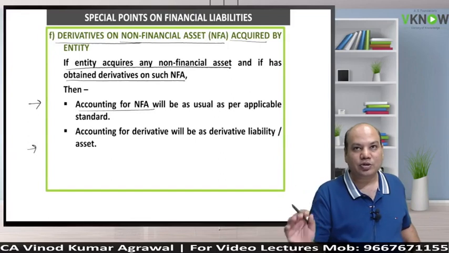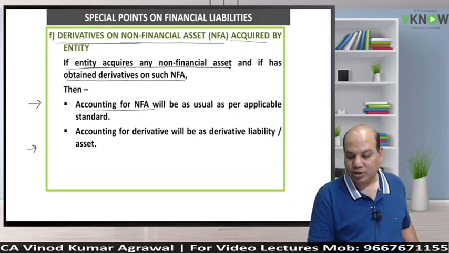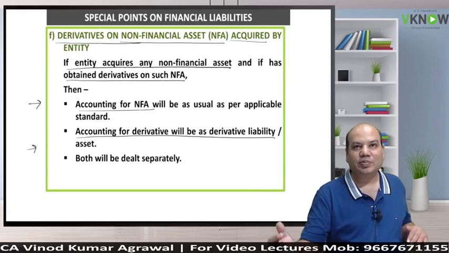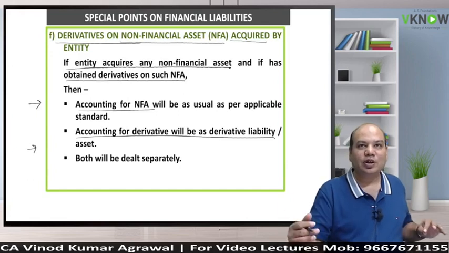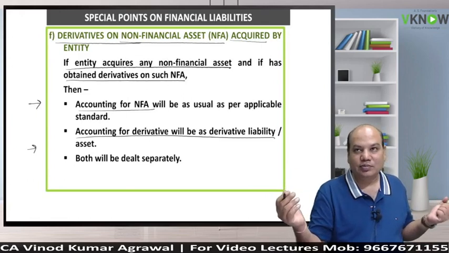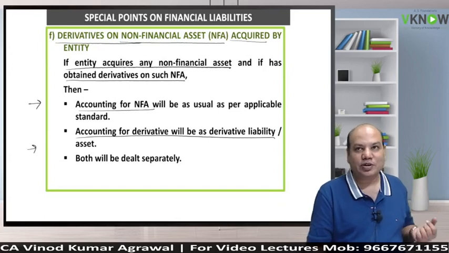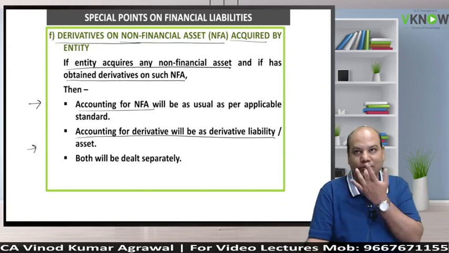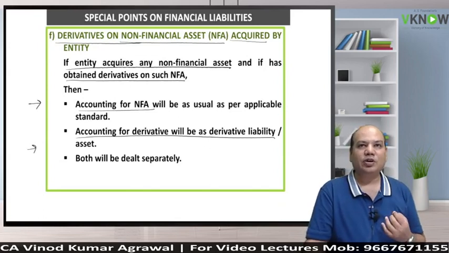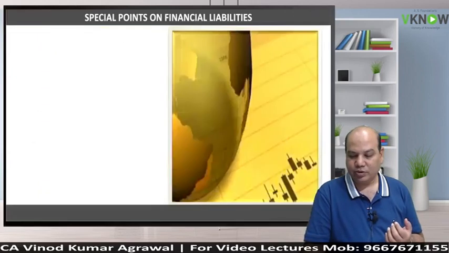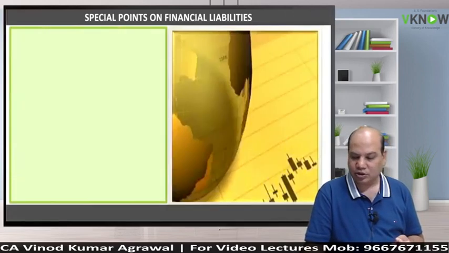And plus you have a put option also on that. That put option will be accounted like a derivative. Both will be treated separately. The non-financial asset will be accounted as per the respective standard. I gave you the example of a machine. You bought a machine and you have a put option also. You can sell it after 3 years for a certain amount. So in that case, the put option is a derivative contract. Account for it like a derivative. Check whether it is an asset or a liability. A derivative can be an asset or a liability. Again, I don't find many questions on that.